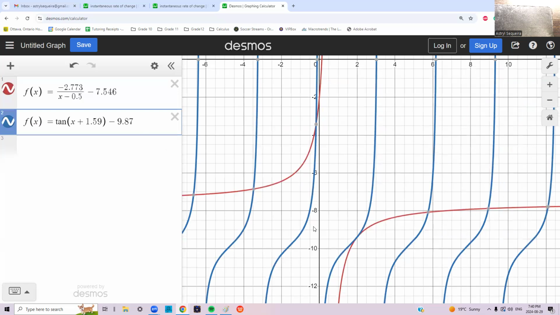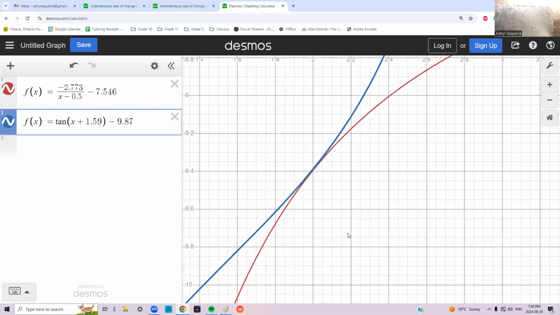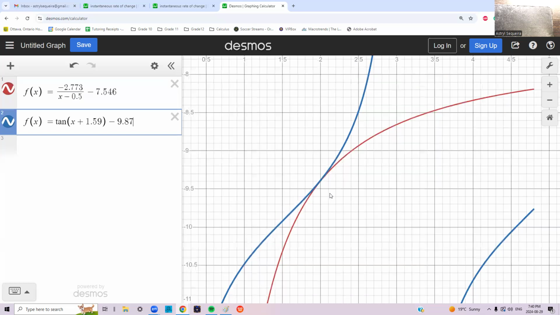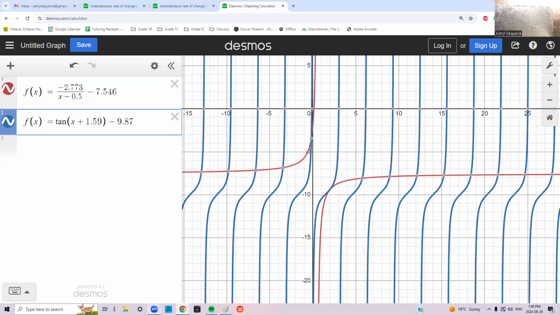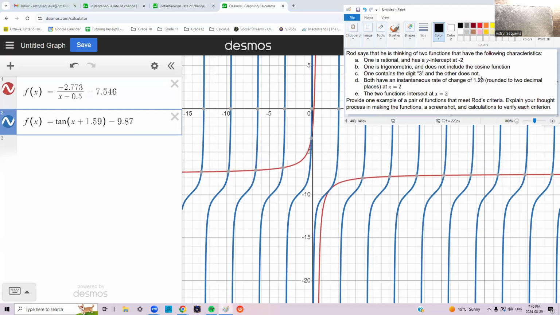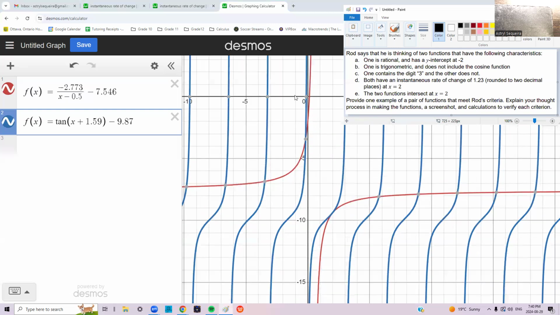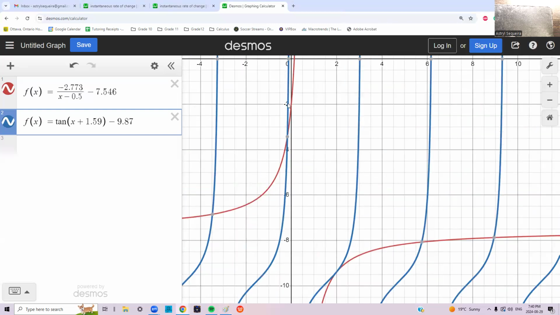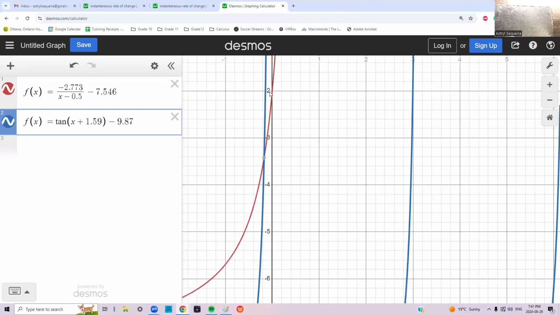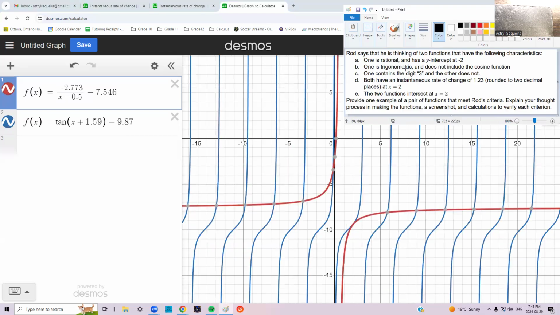If you want to zoom in, you can even see if you can get even closer, but I think this is good enough. You can do extra decimal places if the question required. But now we have satisfied every single condition in this question. First function is rational, has a y-intercept of -2 right there. Second function is trig. It's a tan function, so it doesn't include a cosine function. First function has the digit 3 right there. The second one does not have a 3 anywhere.